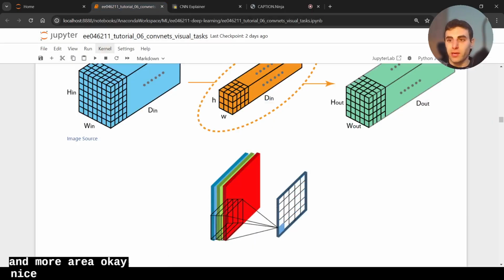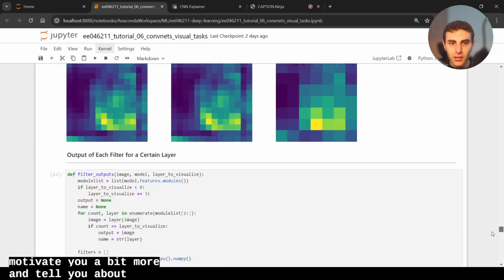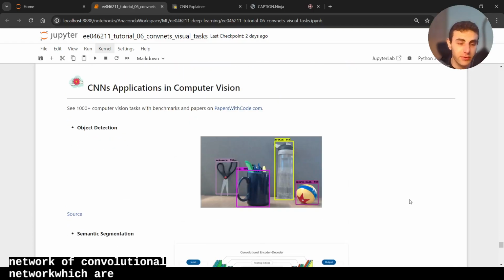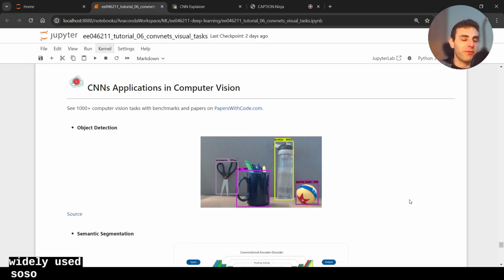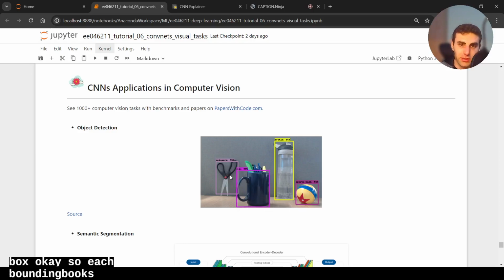nice. Now, before we end, I just want to motivate you a bit more and tell you about the applications of convolutional neural networks, which are still widely used. There are several applications in computer vision. Several popular tasks include object detection. So we have an image and we want to detect objects, which includes regressing some bounding boxes and classifying each bounding box. Each bounding box has values of height and width. This is just this rectangle over here.